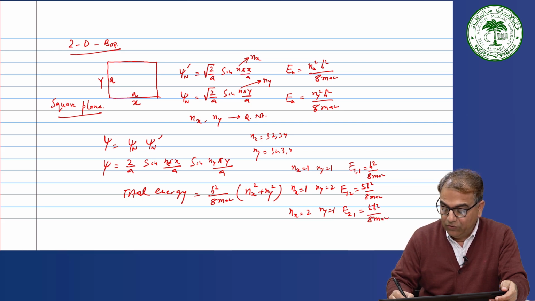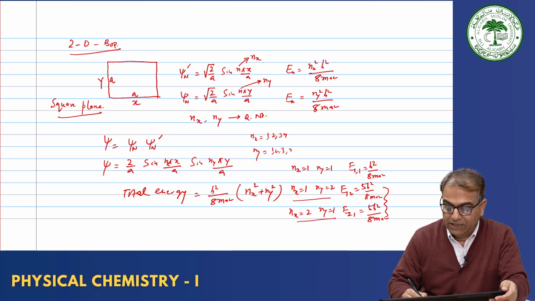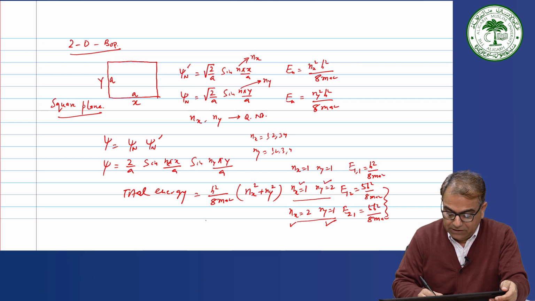Again, you look at these two values, both are the same, but the quantum state is different. In this case you have nx 1 and ny 2, and here you have nx 2 and ny 1. So for the first time in this course, we have come to a situation where two quantum states are represented by one energy level, one energy value, and this concept is called degeneracy.